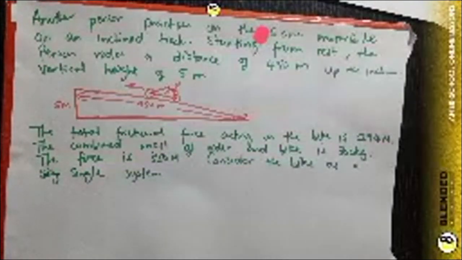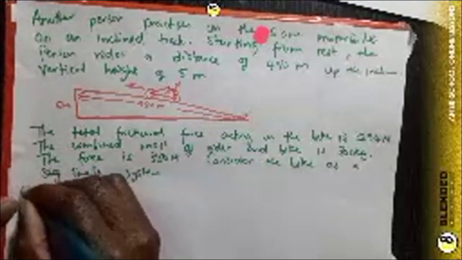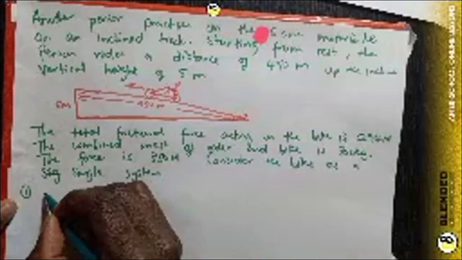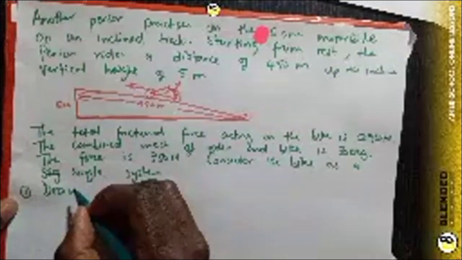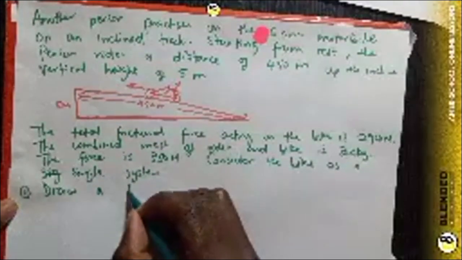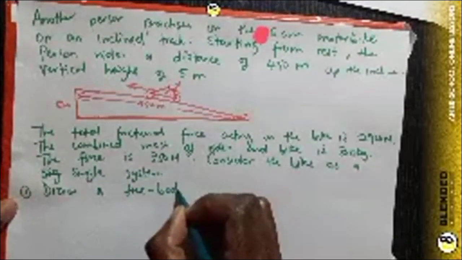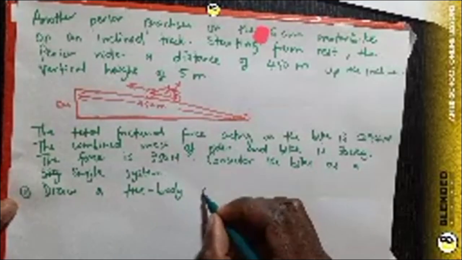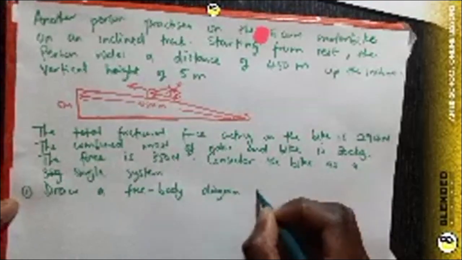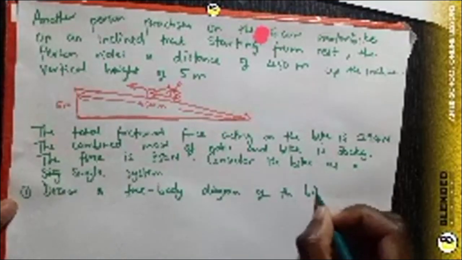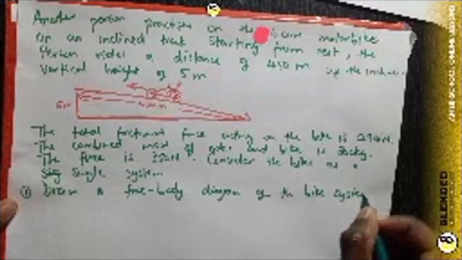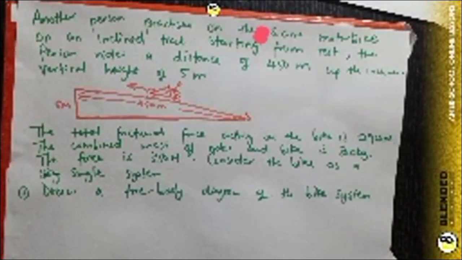So the first question says, draw a free body diagram of the system, of the bike system. We need to draw a free body diagram of the bike system. Remember, the rider and the bike are one and the same thing, so together they make up the bike system.